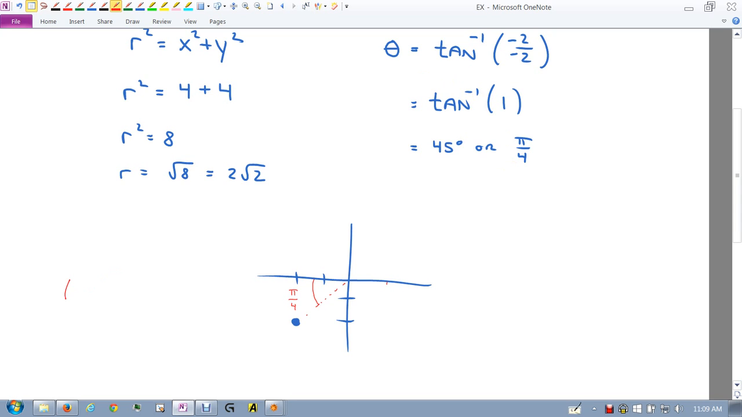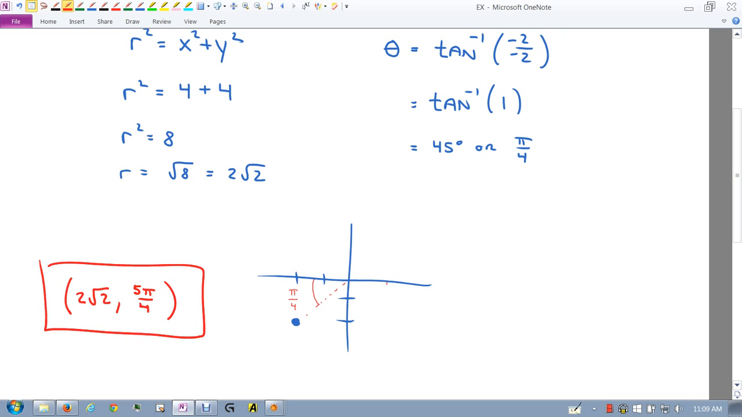So I'm going to say our polar point is 2√2, and then the angle. What is pi plus pi over 4? Is it 5 pi over 4? There's your correct polar point.